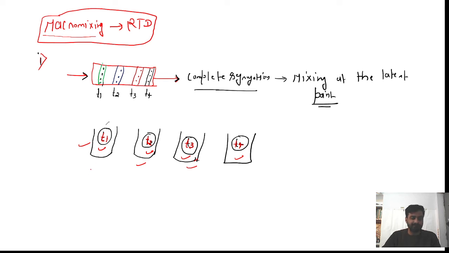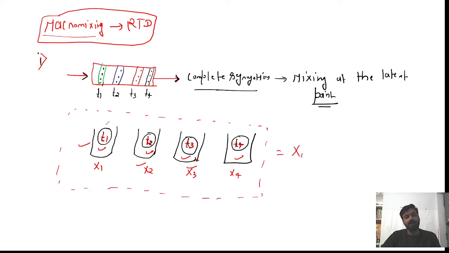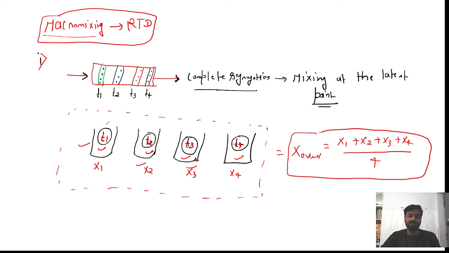So here you will get some conversion x1, here x2, here x3, and here x4. When we talk about this totally segregated model, all these things are happening inside a reactor, and there are different conversions. So the overall conversion, X overall, is equal to x1 plus x2 plus x3 plus, my dear student, x4, divided by 4. Are you getting it? This is the conversion that you get from the segregation model, and it is the overall conversion, which is the average of x1, x2, x3, and x4.